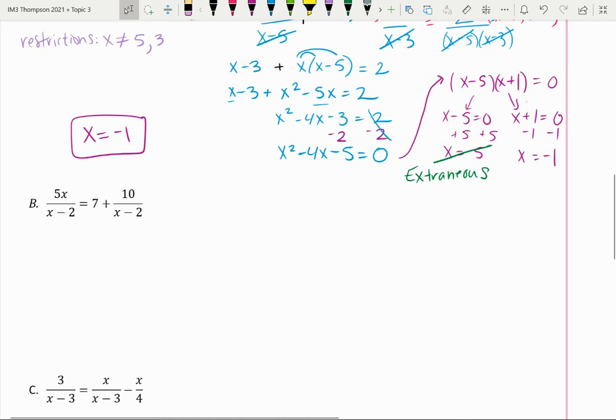I only want to multiply the tops by the LCD. I'm not changing the bottoms. So when you multiply the top, it's cancelled. When you multiply the top, it's distributed. When you multiply the top, it's cancelled.